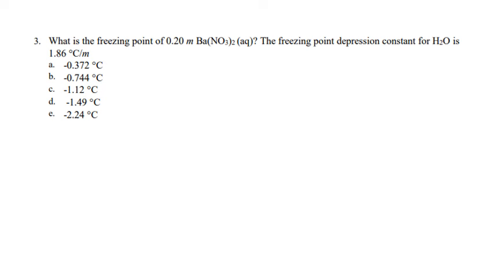Okay, the next question is, what is the freezing point of 0.2 molal Ba(NO3)2? The freezing point depression constant for water is 1.86 degrees C/m. So what we have to do, we just use the formula delta Tf, because that's the freezing point change, which equals the number of ions produced by Ba(NO3)2 times molality times Kf. Kf is given. We know 1 barium ion and 2 NO3 minus ions.